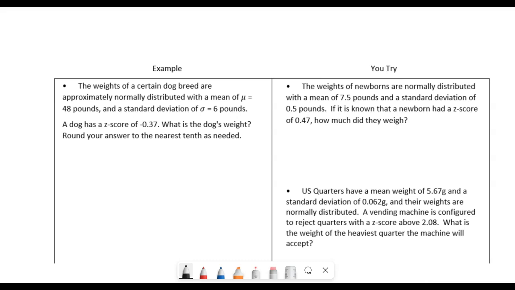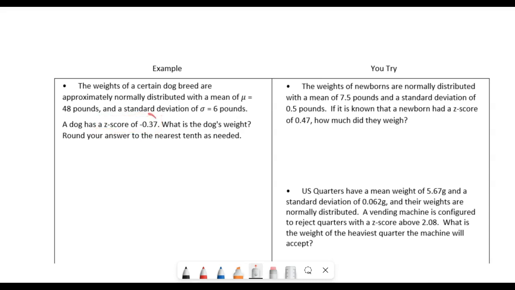All right, let's take a look at these questions about finding real-world scores from z-scores. The weights of a certain dog breed are approximately normally distributed with a mean. So we have the mean, 48 pounds, a standard deviation, and then we have a z-score. And the question is, what is the dog's weight? So this is real-world weight. So we're going from the standard normal score to the real dog score.